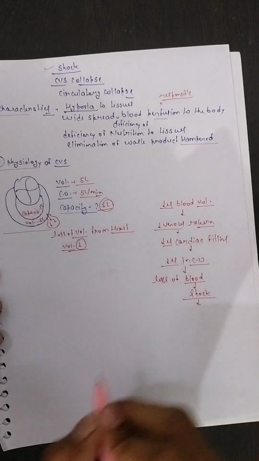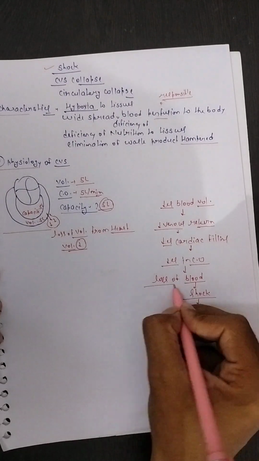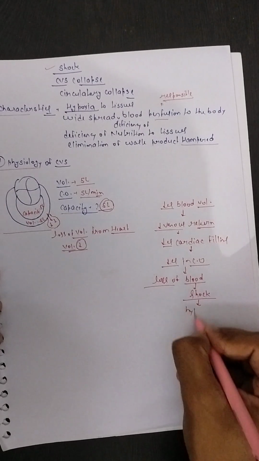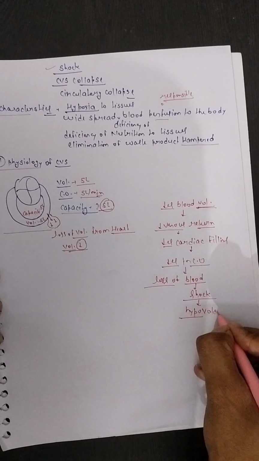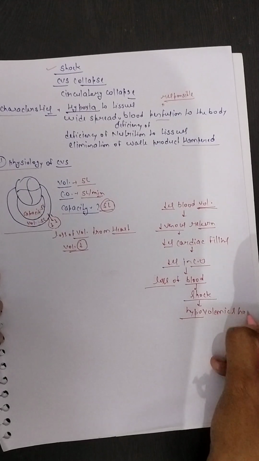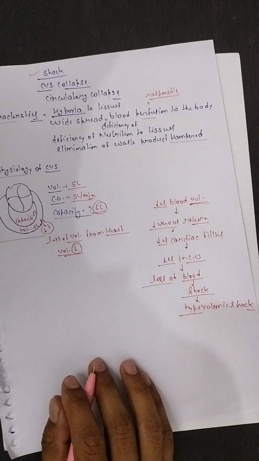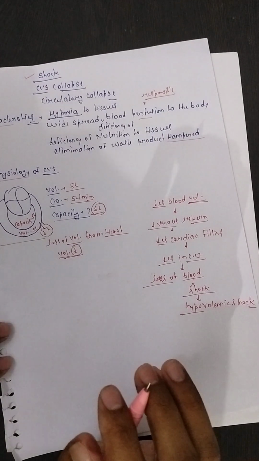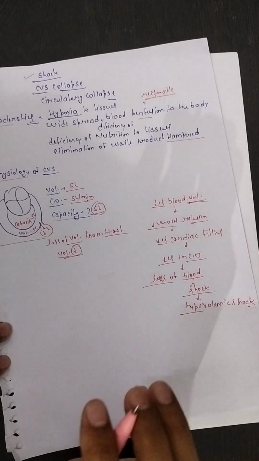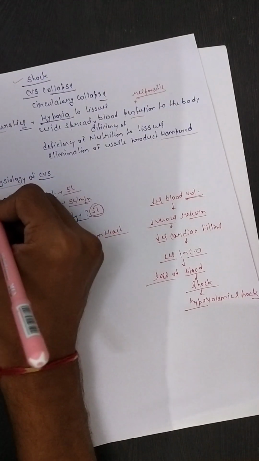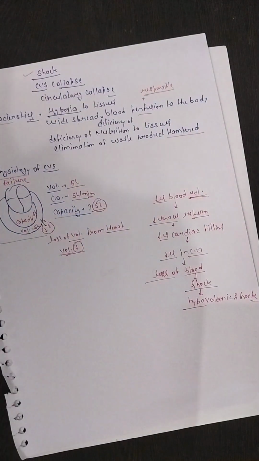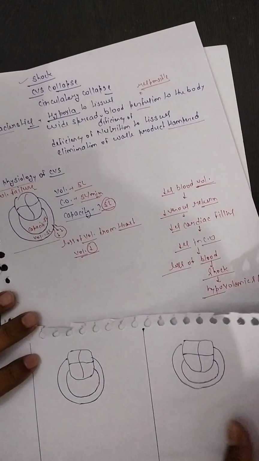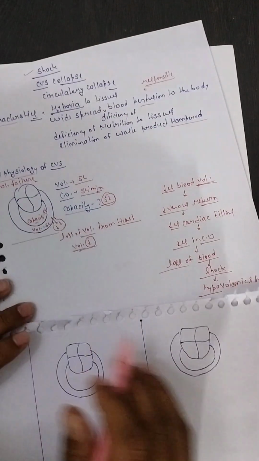And why does this shock happen? Shock happens due to the loss of blood. Loss means hypo, and what is lost? The blood volume. So that is known as hypovolemic shock. Have you got it? The first one is hypovolemic shock, and it occurs due to volume, so that is known as volume failure. What is the main point here? There is a disparity between the capacity and volume.